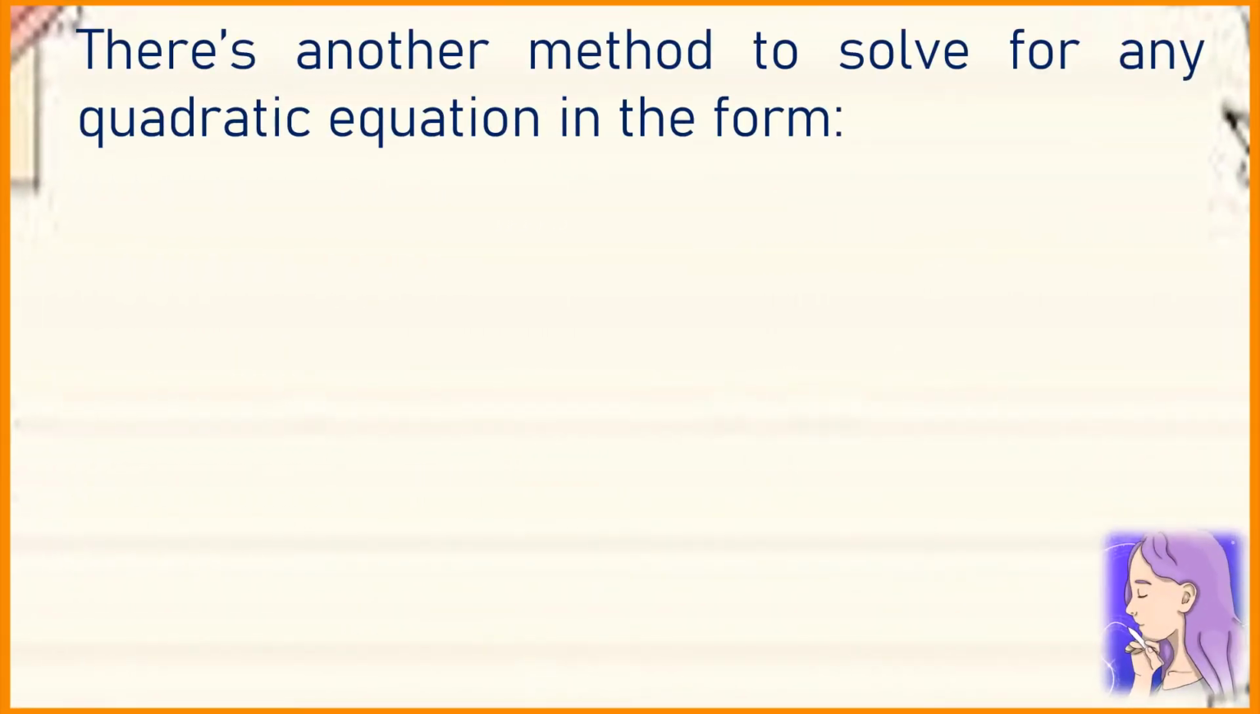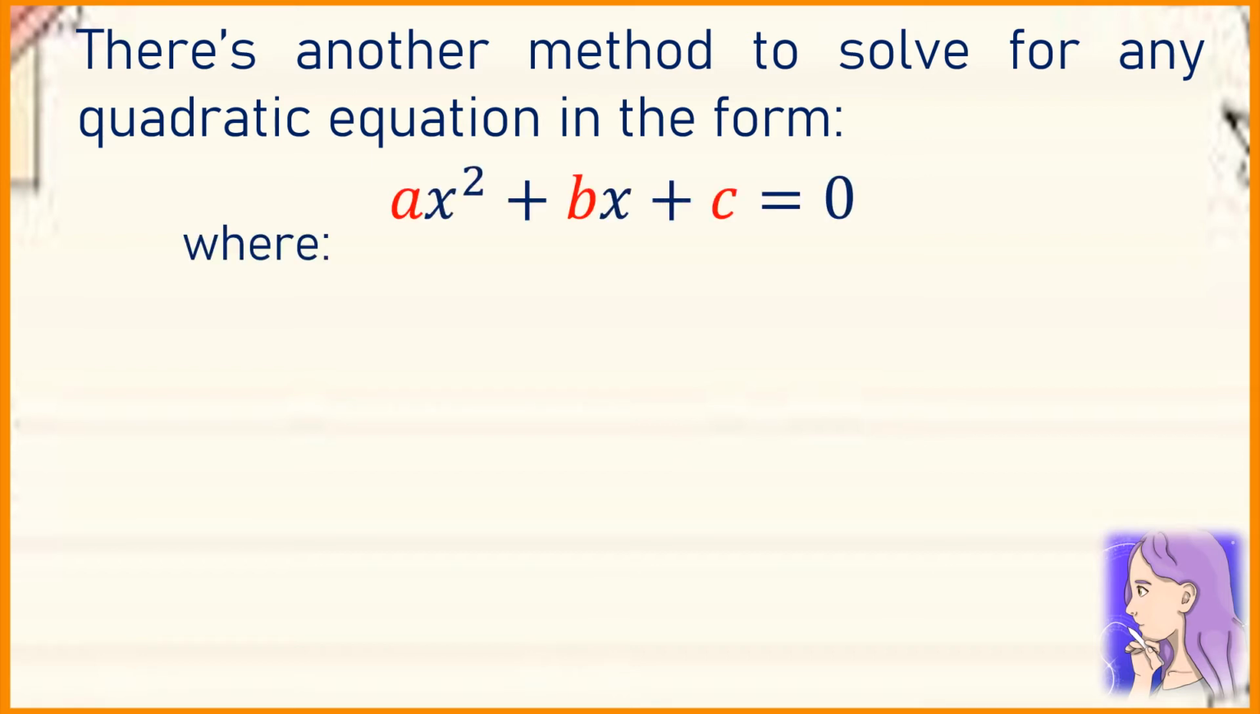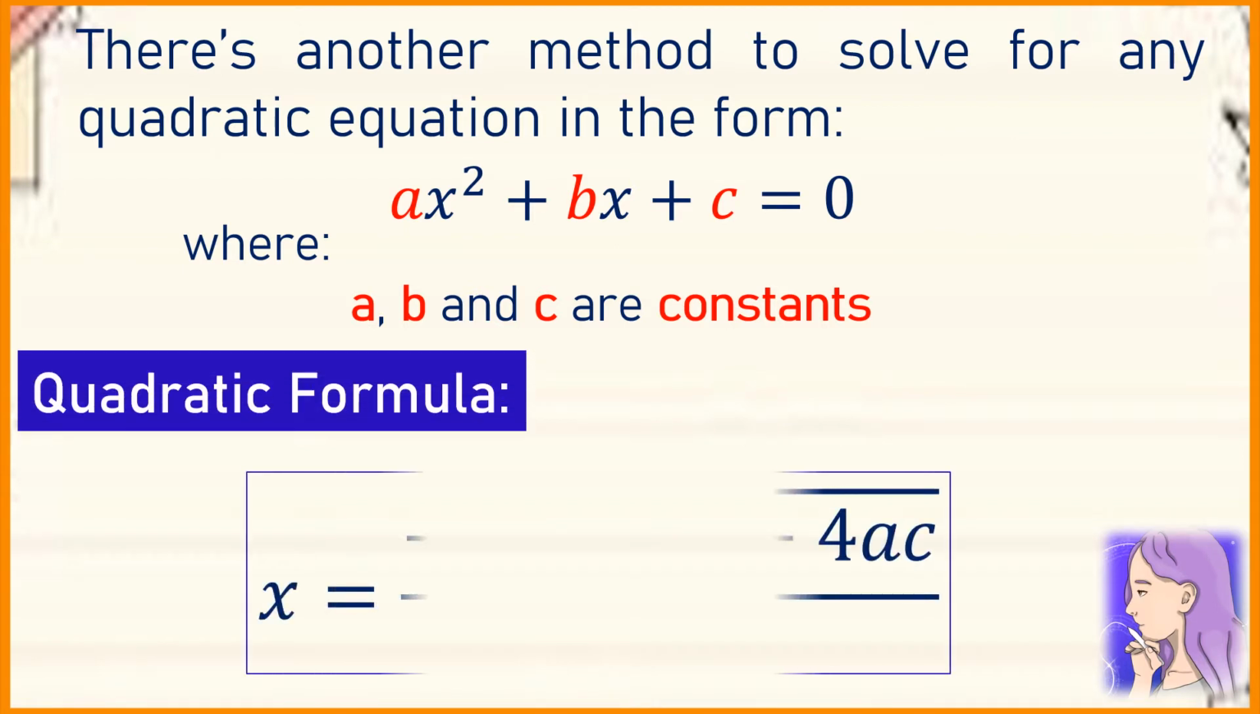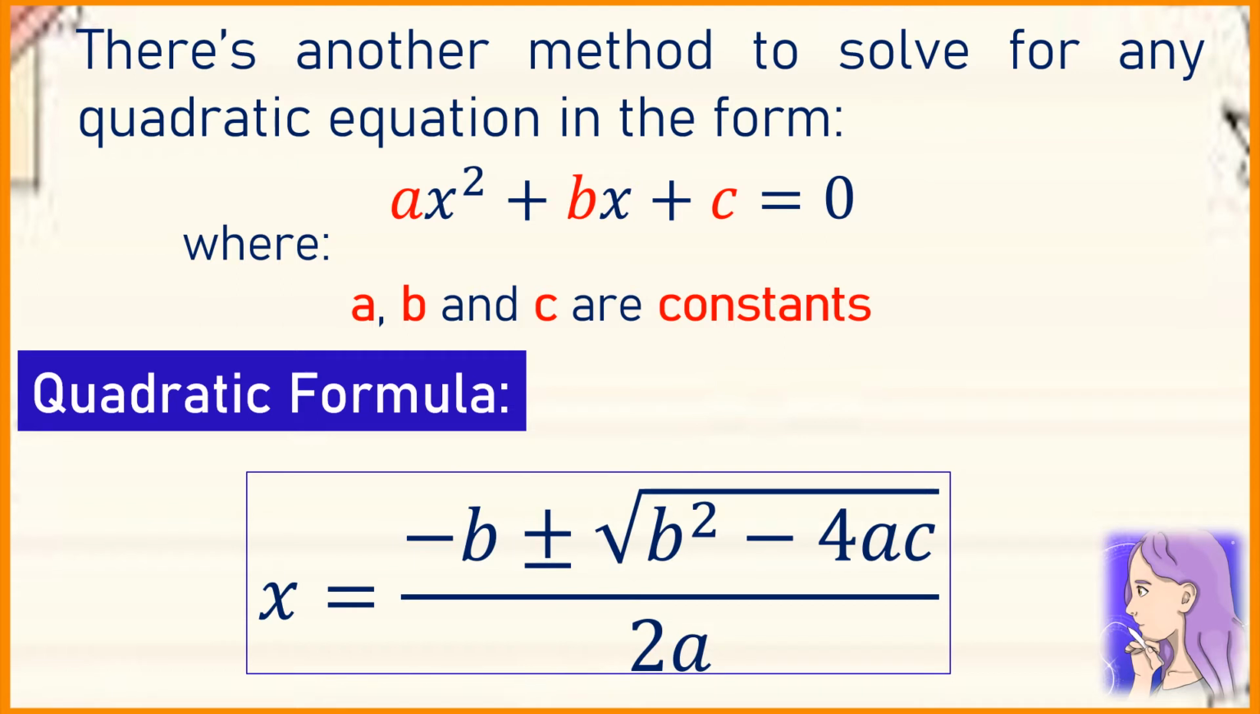There's another method to solve for any quadratic equation in the form of ax squared plus bx plus c is equal to 0, where a, b, c are constants. Aside from completing the square, trial and error method, and factoring, we have another method: using the quadratic formula. The quadratic formula states that we can solve for x, which is equal to negative b, plus and minus the square root of b squared minus 4ac, over 2a.